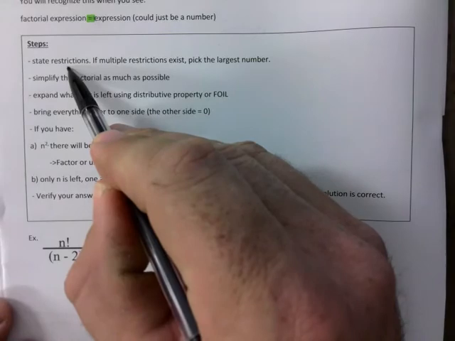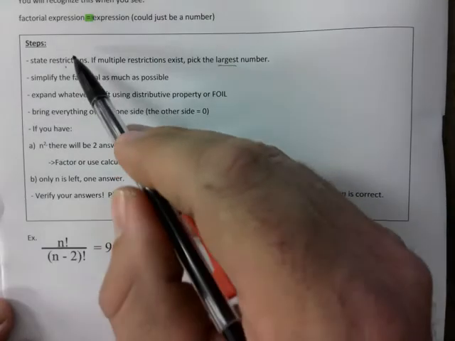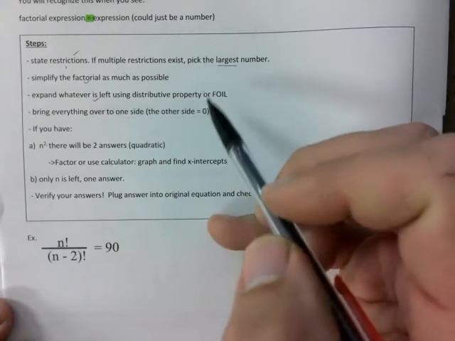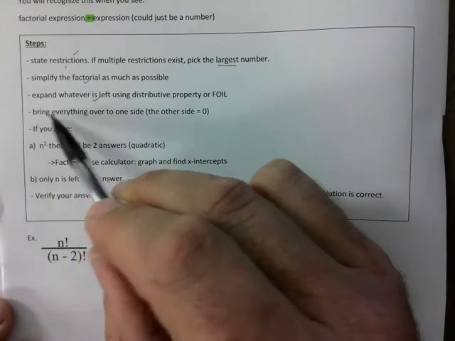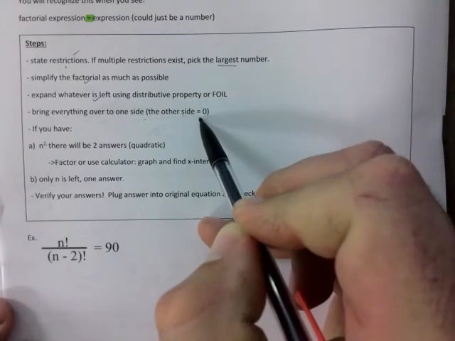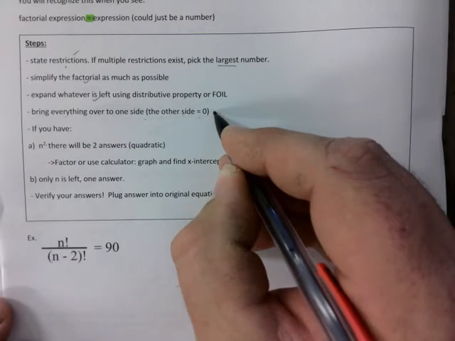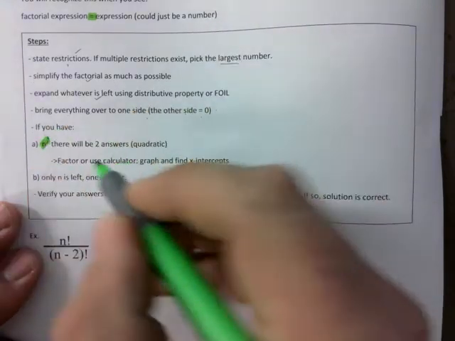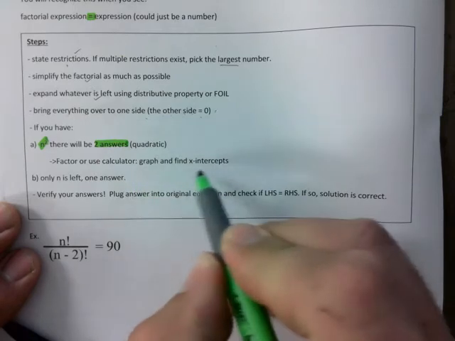State the restrictions. I actually got this right on this one, right? Pick the largest one. And so state the restrictions, simplify the factorial, expand whatever is left to distribute or FOIL. We've done that until now, guys. This is new. Bring everything over to one side so that the other side is equal to 0. This is new, right? This step right here. And then you will have a number of ways of solving it. If there's an n squared, you'll have two answers. It'll be a quadratic. Factor or use the calculator, it's up to you.